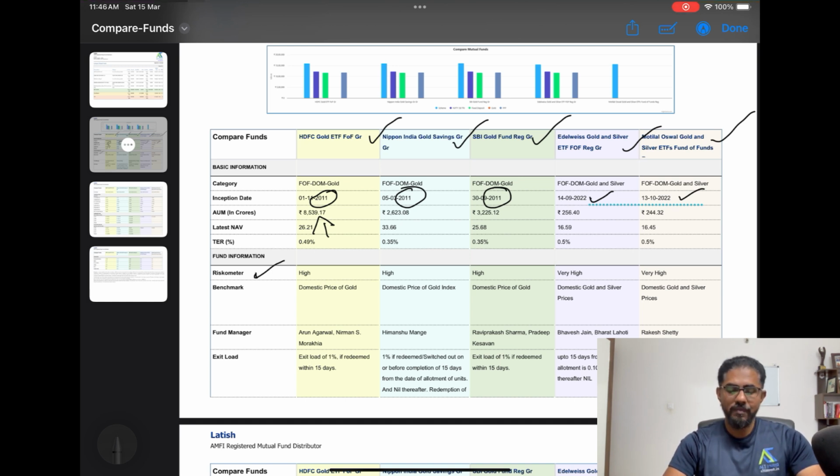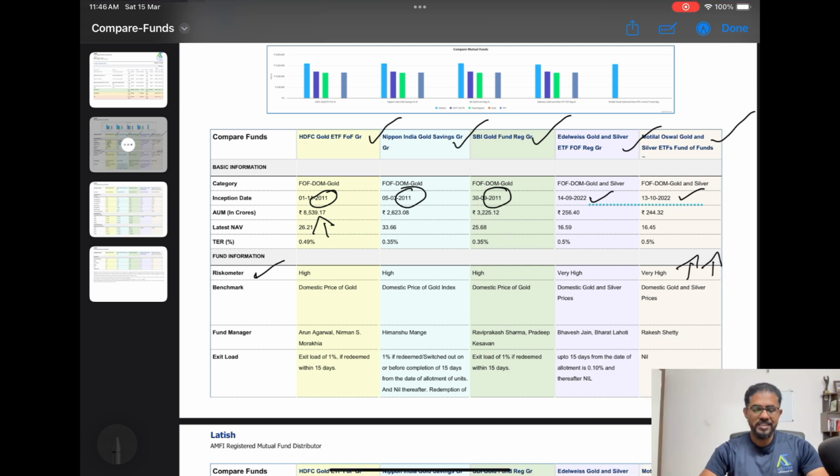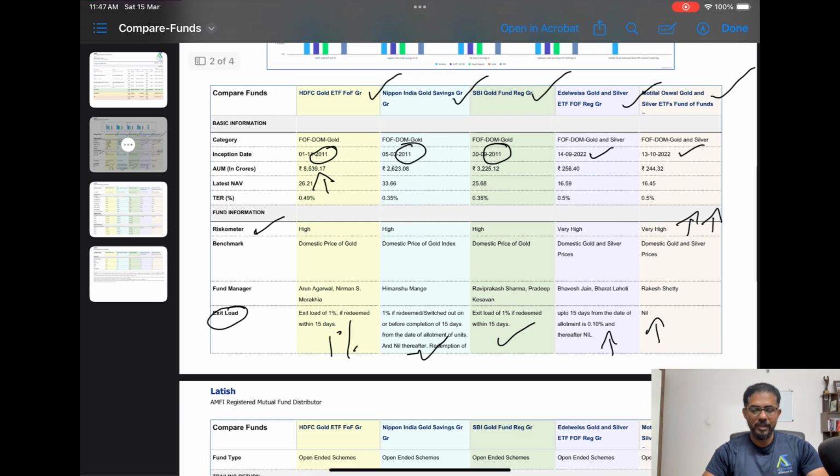The riskometer is high even though they are investing in gold. It is as per SEBI norms that the riskometer should be shown as high. Then you will also see the exit load of 1% if redeemed in the first 15 days. Similar is what you have for Nippon and SBI. You also see the exit loads for Edelweiss and Motilal Oswal as well.